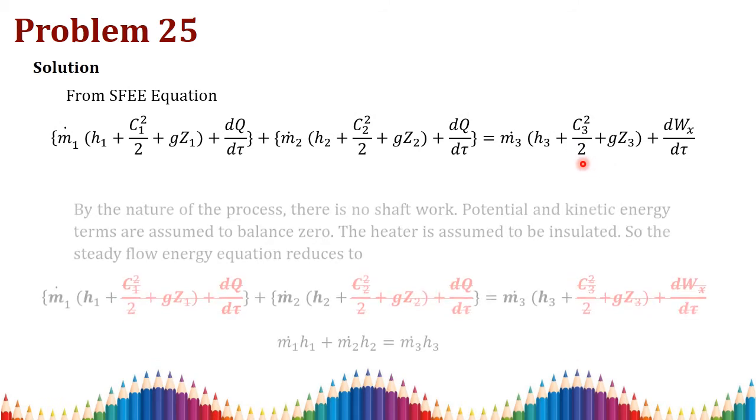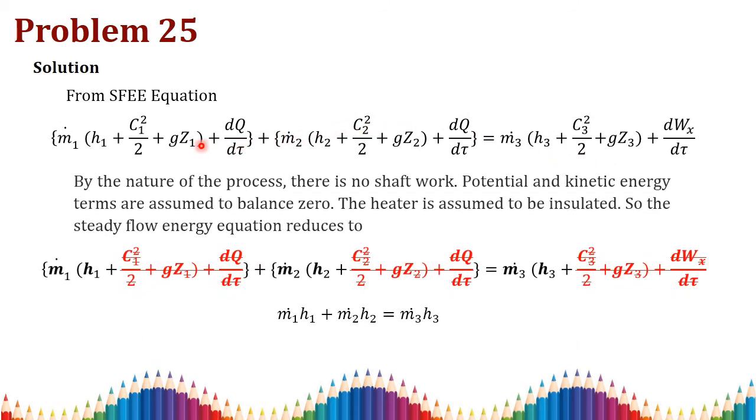So here we have to apply it to the water and steam. The water and steam will get mixed. Water and steam both are entering and the mixture is leaving the system. So you apply your steady flow energy equation. Then your equation is m dot 1 into h1 plus c1 square by 2 plus gz1 plus dq by d tau, plus, this is for steam, m dot 2 into h2 plus c2 square by 2 plus gz2 plus dq by d tau, which is equal to m dot 3 into h3 plus c3 square by 2 plus gz3 plus dwx by d tau.